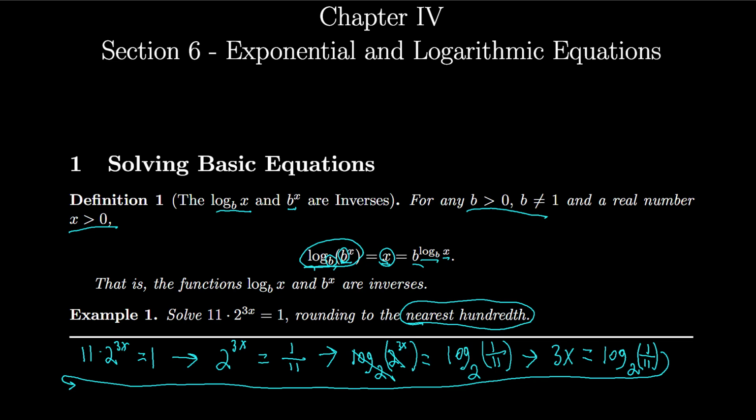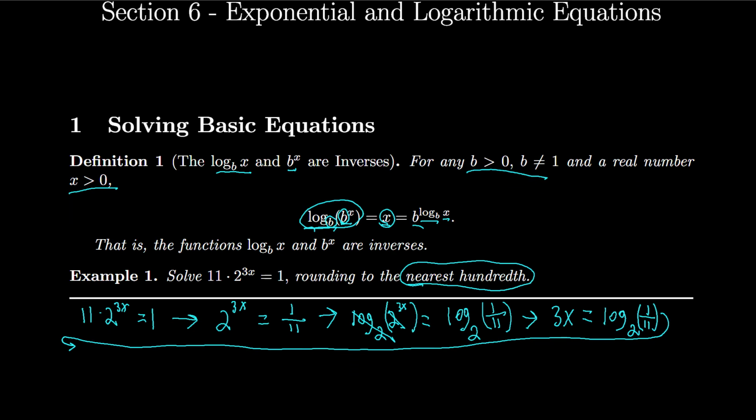So all we have to do now is just divide both sides by 3. Let me move down here for a second and get us a little bit more space. There we go. Now we've got 3x equals all that. We're just trying to get x by itself. So your final answer will be x equals log base 2 of 1 over 11, and then we divided everything by 3.